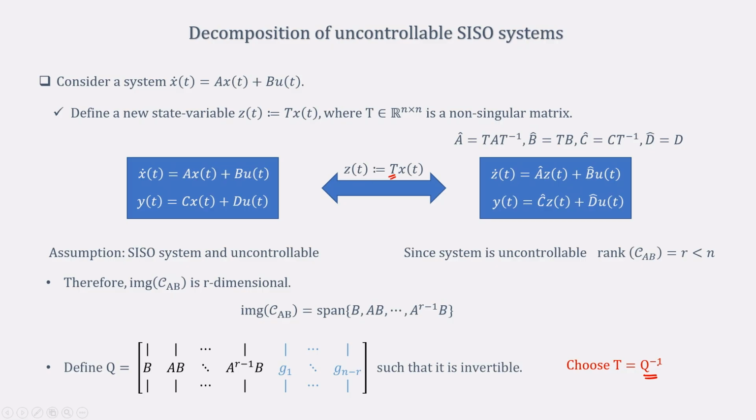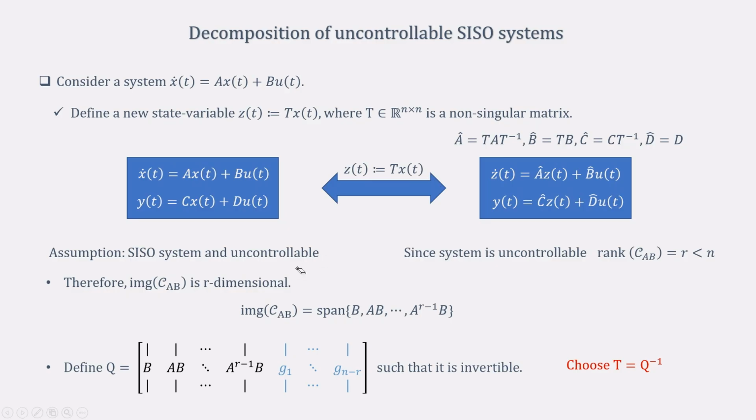Again, why are we doing this? We are doing this so that we can decompose the uncontrollable system into two different systems. You will see what those systems are, and those systems will give us more information about the system that we are working with. So, this is the recipe of creating that canonical form, and this canonical form will be called controllability canonical form. And how do we get to that form? First of all, the system of course has to be uncontrollable.